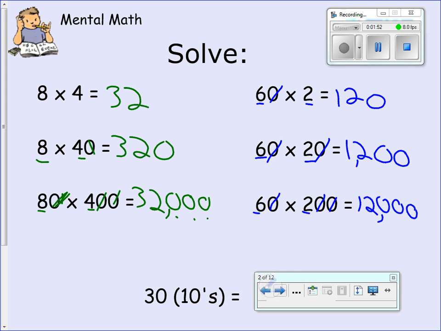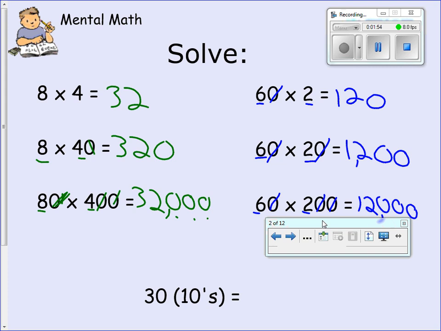And kind of move this over so we can do this bottom problem here. 30 tens. You see this in your math box tonight and you're kind of wondering, what does that mean? All this means is 30 times 10. Well, 3 times 1 is 3. How many zeros? We have 2 zeros. 300. Perfect. Let's keep on moving along.